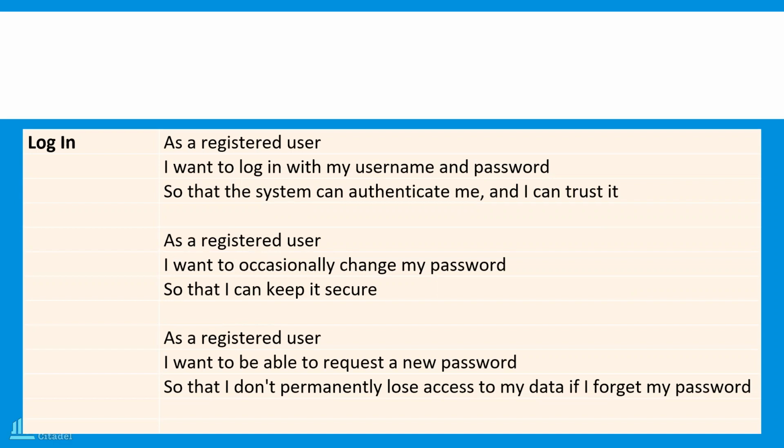Okay, so I gave some further examples for login: as a registered user. You see what we did here now. The person that's logging in is already a registered user or a user that has already signed in. Or you can say as a return user, something like that. But you want to qualify the user. What type of user is this? So as a registered user, I want to log in with my username and password so that the system can authenticate me and I can trust it. As a registered user, I want to occasionally change my password so that I can keep it secure.